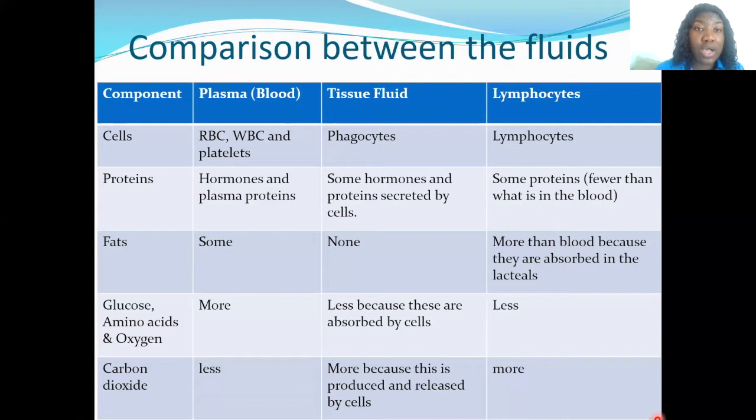So glucose, amino acids and oxygen, you will find a lot of that in plasma, but it'll be less in tissue fluid because these are already absorbed by the body cells. And of course, you will find less of that in the lymph fluid itself. So carbon dioxide will be less in the plasma. It'll be more in tissue fluid because this is produced and released by the cells, which we said are shown, and it'll be definitely more in the lymph fluid.